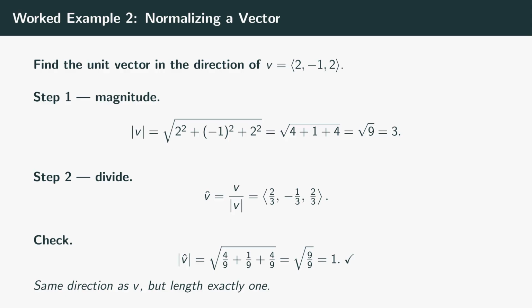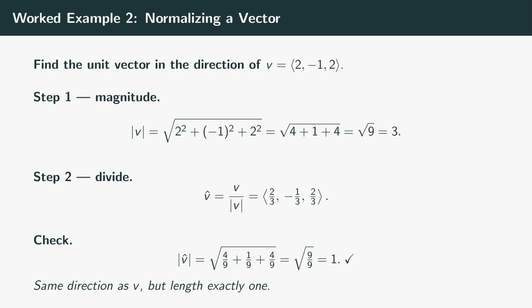Now let's normalize a vector, turn it into a unit vector. Take v equal to the vector 2, -1, 2, and find the unit vector pointing the same way. Step 1 is to measure its length. Square the components, 2 squared is 4, -1 squared is 1, 2 squared is 4. They add to 9, and the square root of 9 is 3. So the magnitude of v is 3. Step 2, divide the vector by its length, which means dividing each component by 3. We get the vector 2/3, -1/3, 2/3. That's our unit vector, and we mark it with a hat.